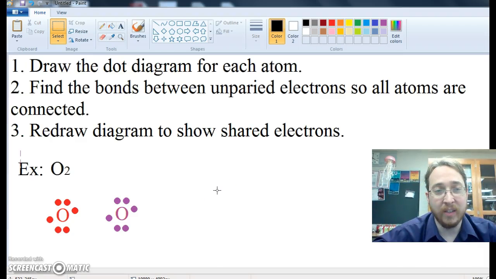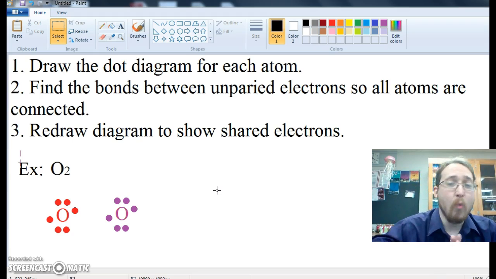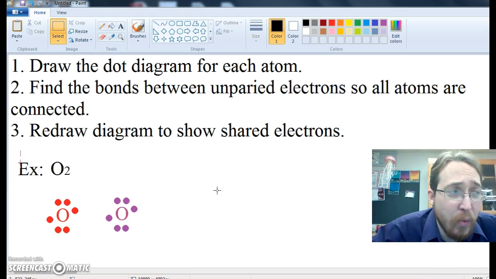General Chemistry. This is our Lewis dot structure tutorial part 2, where we deal with something more complex. We deal with double and triple bonds.